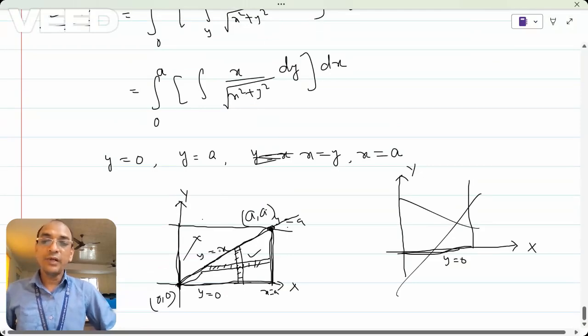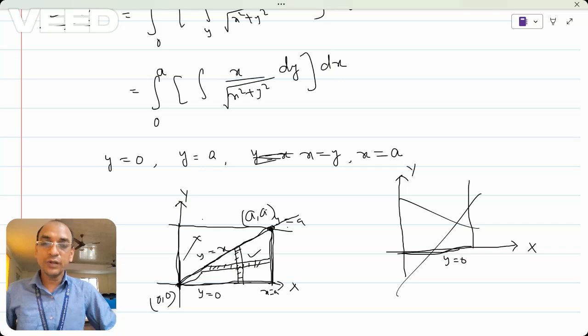Then the y limit I will put. y means bottom to top. What is the value of y at the bottom? That is nothing but 0. And what is the top value of y? That should be a function of x. What is the equation of this line? That is y equal to x. Since y should be a function of x, I will write x here. Now I will evaluate this double integral.